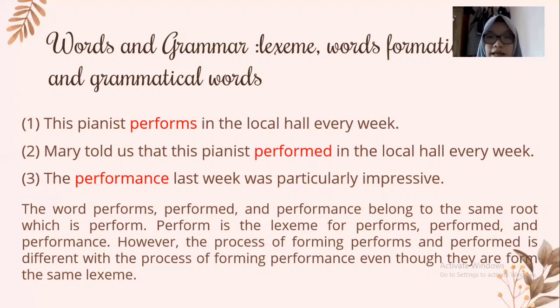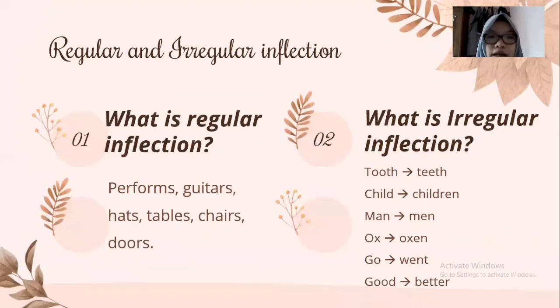Okay, next, regular and irregular inflection. What is regular inflection? Regular inflection, suffixing s to a noun root, is the regular method of forming plurals. Examples: guitars, heads, tables, chairs, doors. What is irregular inflection? Irregular inflection is a kind of idiosyncrasy that dictionaries need to acknowledge by indication.